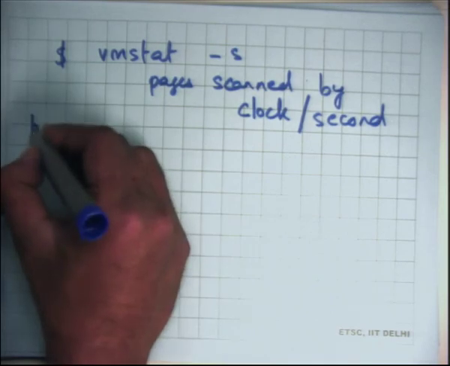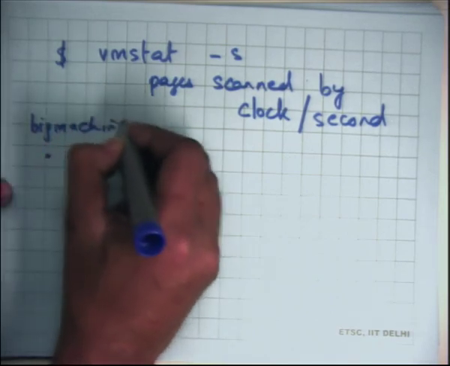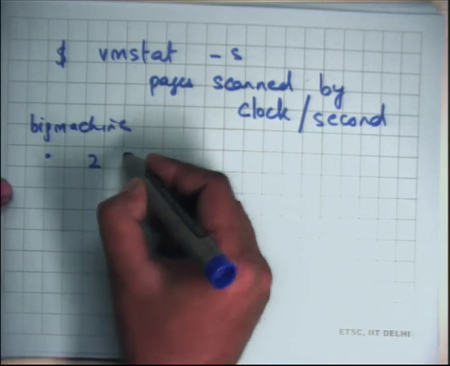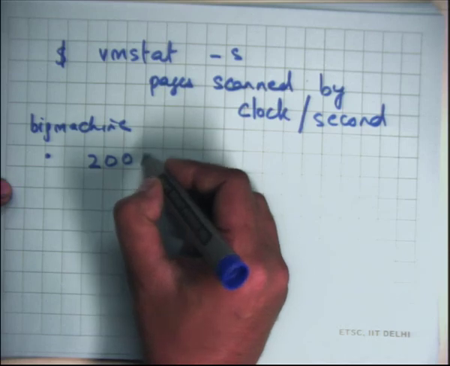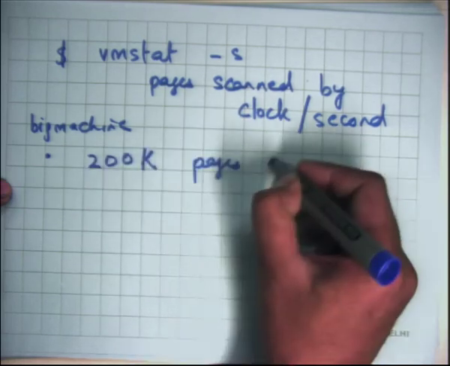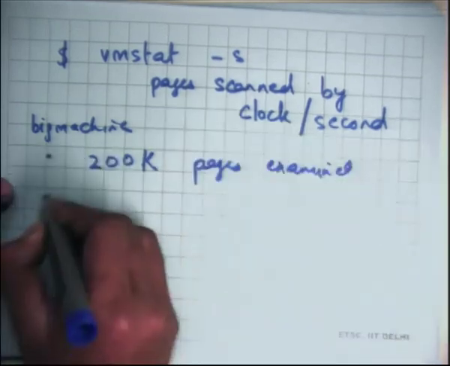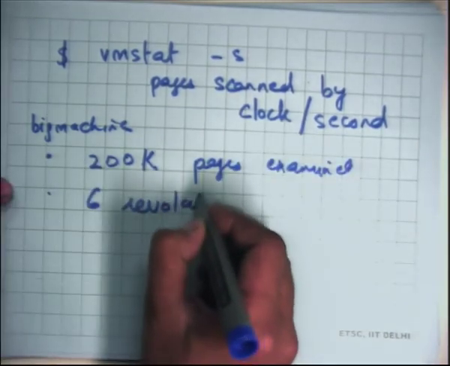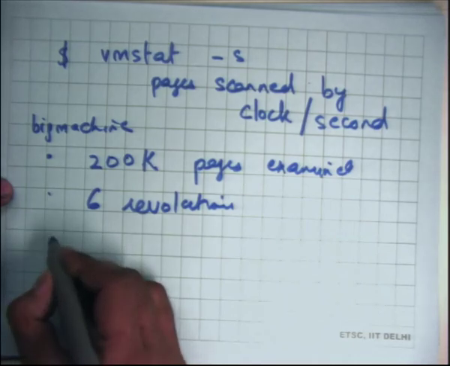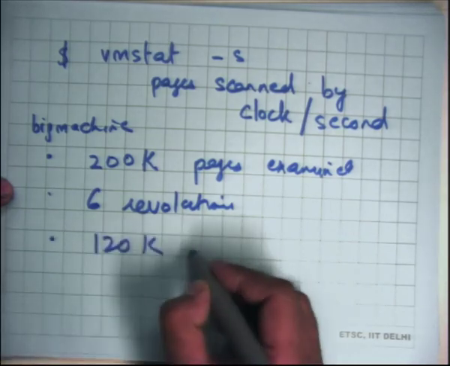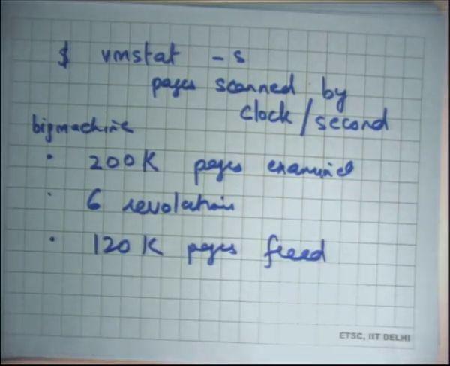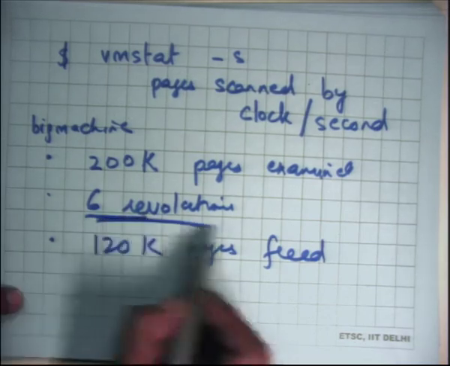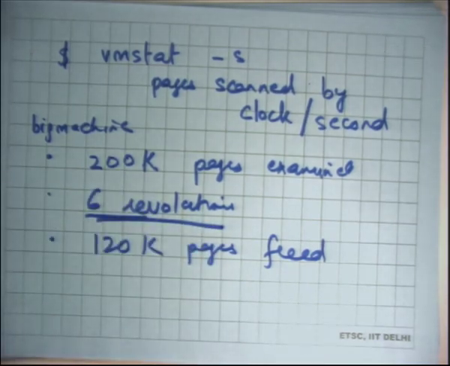On a big machine, meaning lots of memory, this is slightly old data, but roughly 200,000 pages examined, 6 revolutions of the clock hand, and 120k pages freed, roughly speaking. The 6 revolutions show that the clock hand is moving relatively moderately, so memory pressure is not that much.